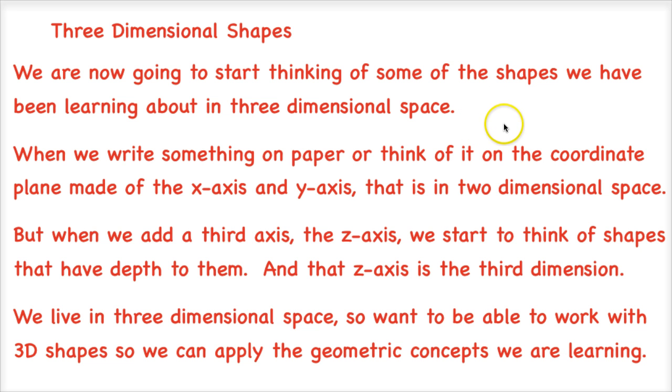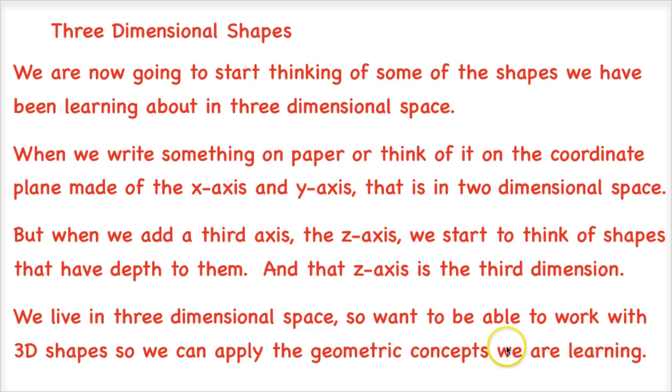Drawing something on a piece of paper or on the coordinate plane that's just made up of the x and y axis. And so that's two-dimensional space. Right, we're just thinking of these different polygons that we've been drawing. But now what we want to do is start to add some depth to them. And when we talk about adding depth, and we're trying to still picture a coordinate system, we would have what's called the z-axis. The z-axis is like this third dimension.